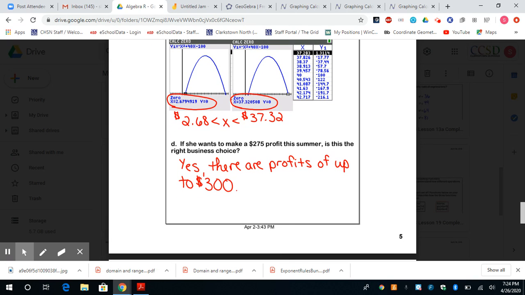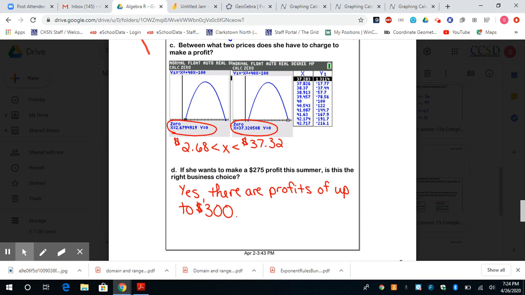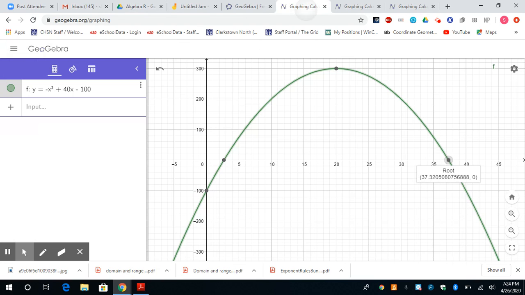If she wants to make a $270 profit for the summer, is this a right business choice? Yes, there are profits of up to 300. Remember, 300 was our other special point. It's our maximum. So that's the highest she'll make from charging between these intervals for this rate. So yeah, she'll be able to make $300 if she does this.